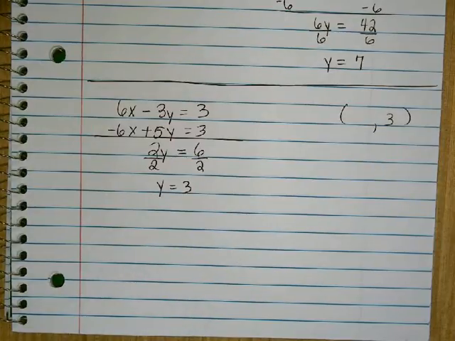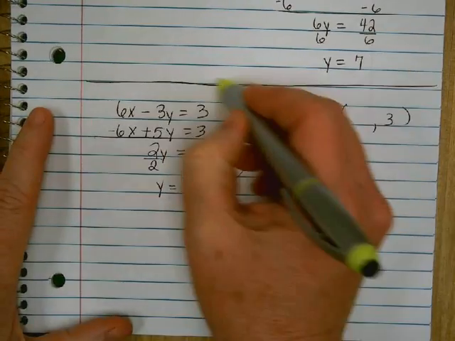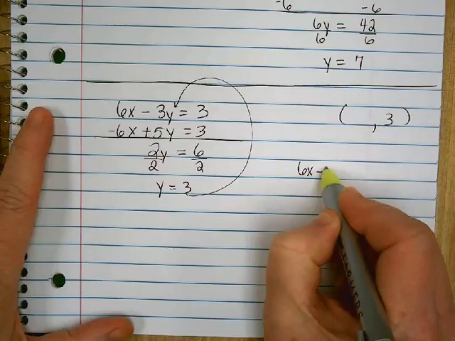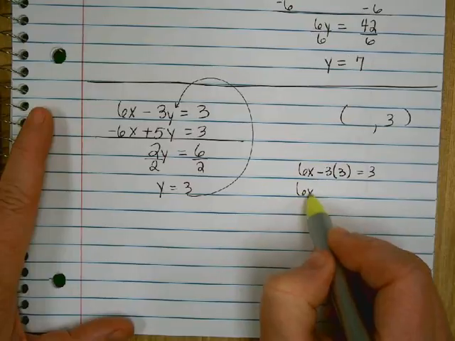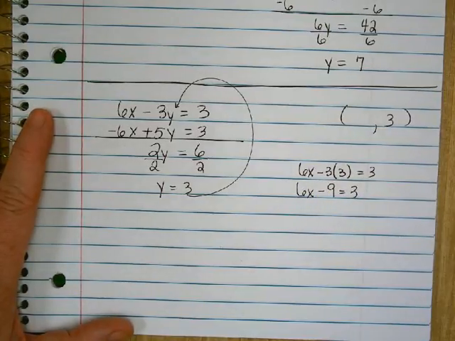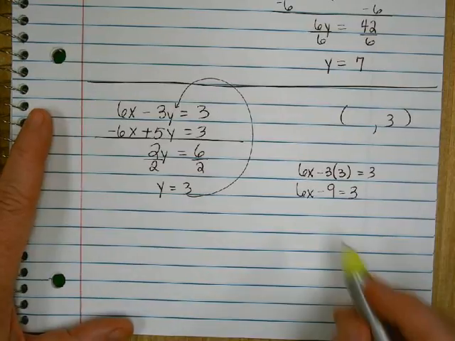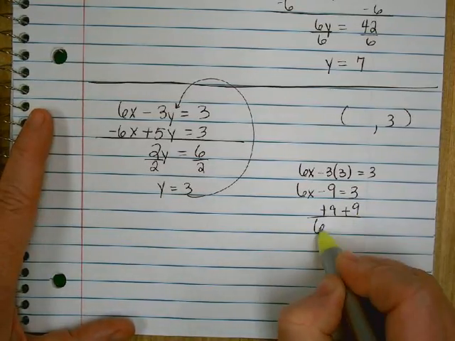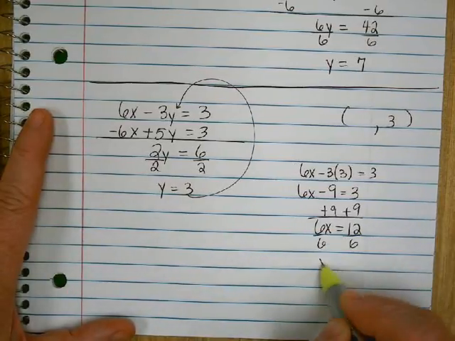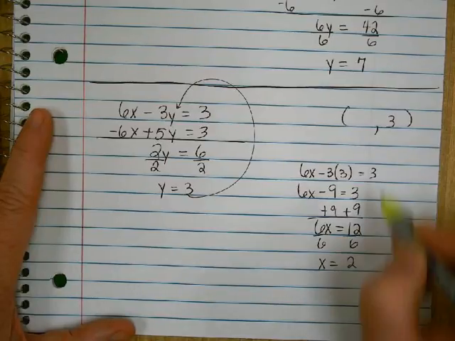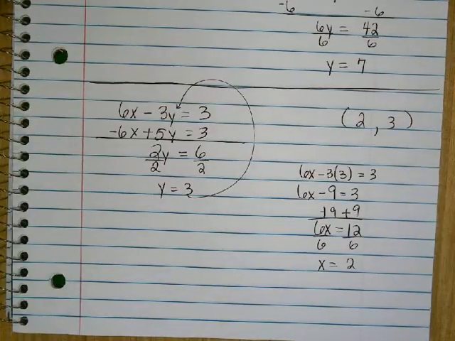Which equation do you want me to use now to determine x? Okay, so this 3 is going to go right there. 6x minus 3 times 3 equals 3. 6x minus 9 equals 3. What next? Okay, and x is 2. And that's the right answer, and if you didn't know it was the right answer, you can check it with your calculator. Okay, any questions so far?